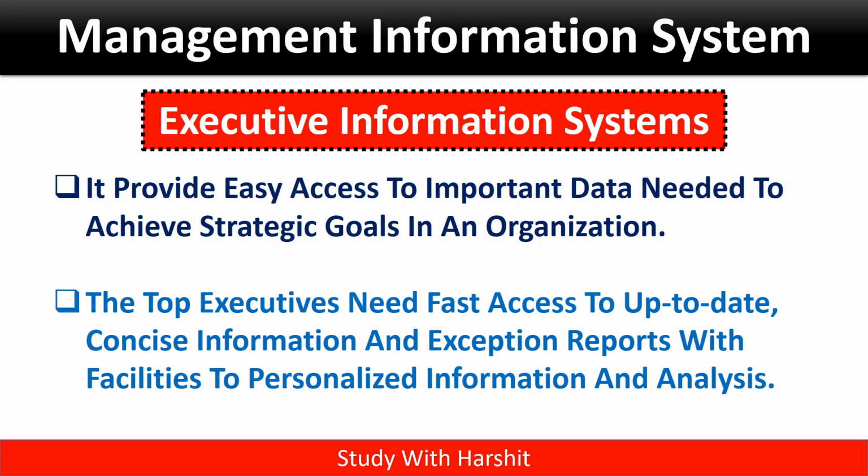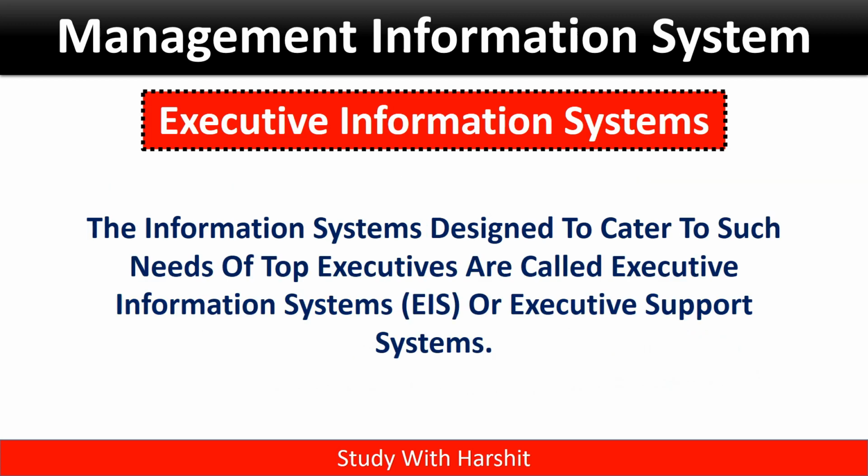Executive Information System. It provides easy access to important data needed to achieve strategic goals in an organization. The top executives need fast access to up-to-date information and exception reports with facilities to personalize information and analyze. The information systems designed to meet such needs of top executives are called Executive Information System, EIS, or Executive Support System.